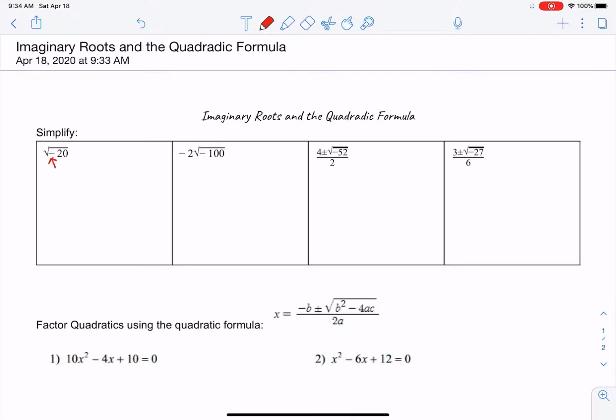And I just take this negative, I make it positive, and bring my i outside. So what I have now is i root 20. Because if you remember, i equals the square root of -1, which means that i squared equals -1. Just a reminder of where this comes from, what it means. So I took out that -1 from my radical and I turned it into an i. So now I have i root 20.